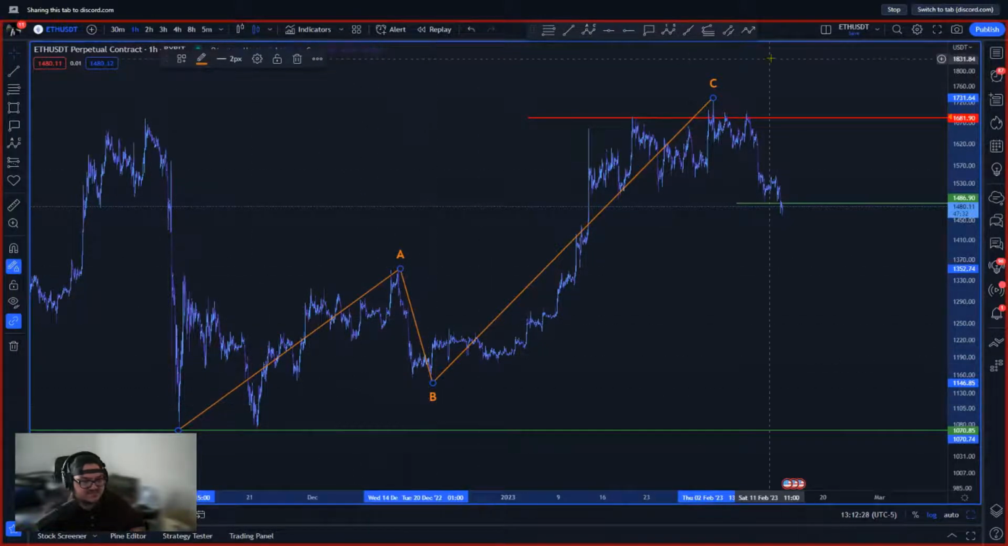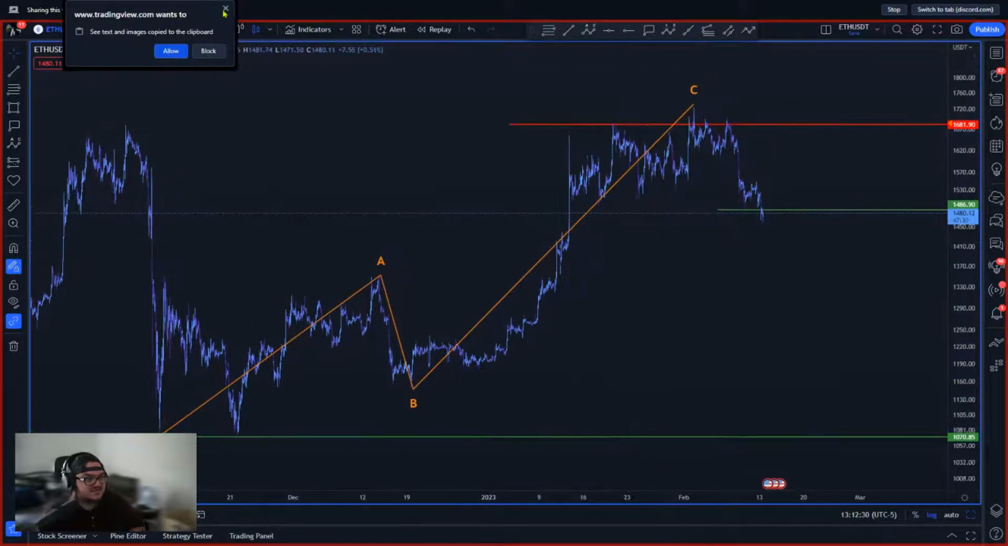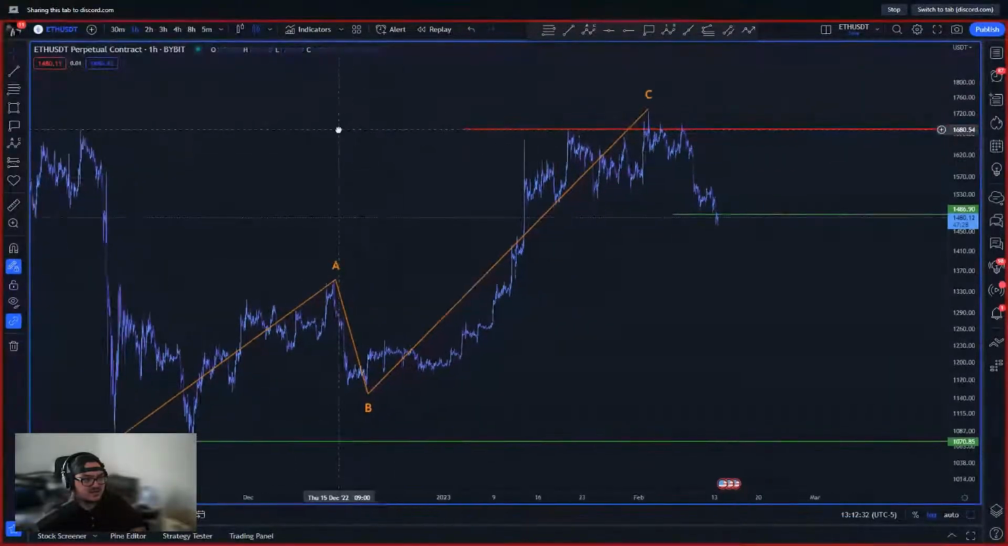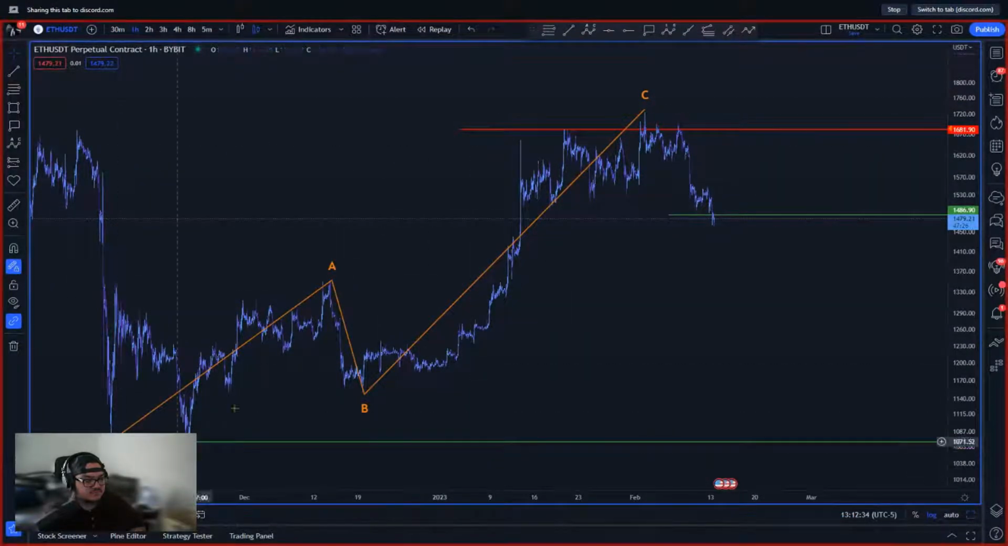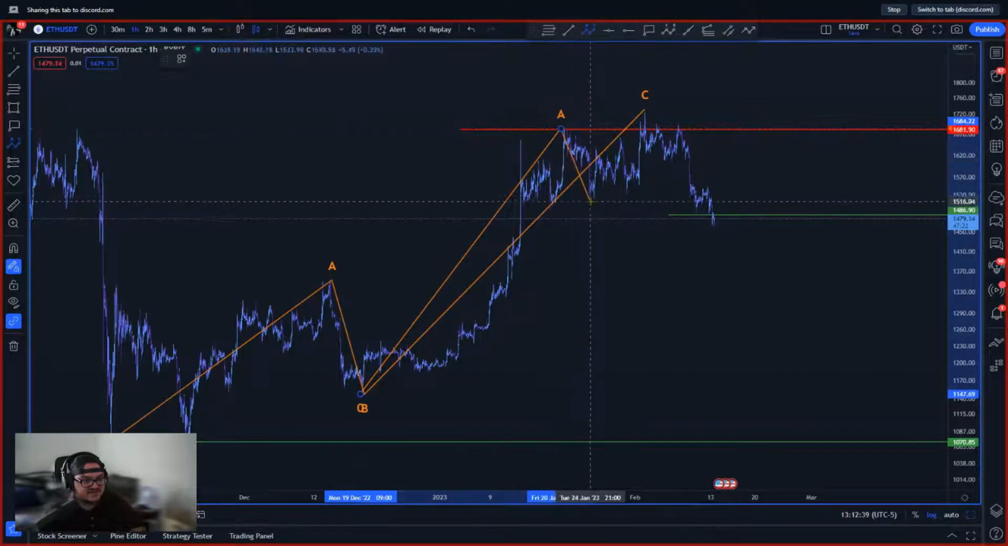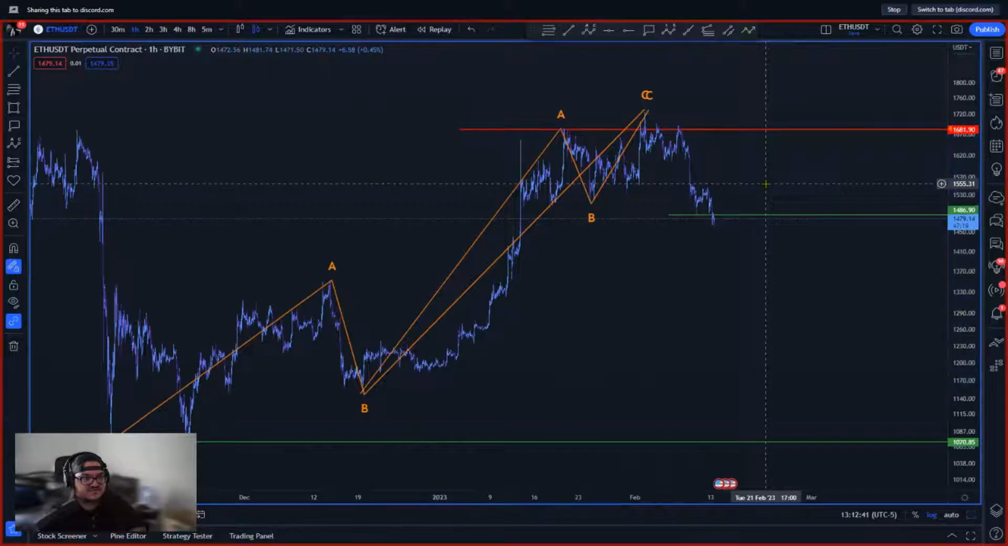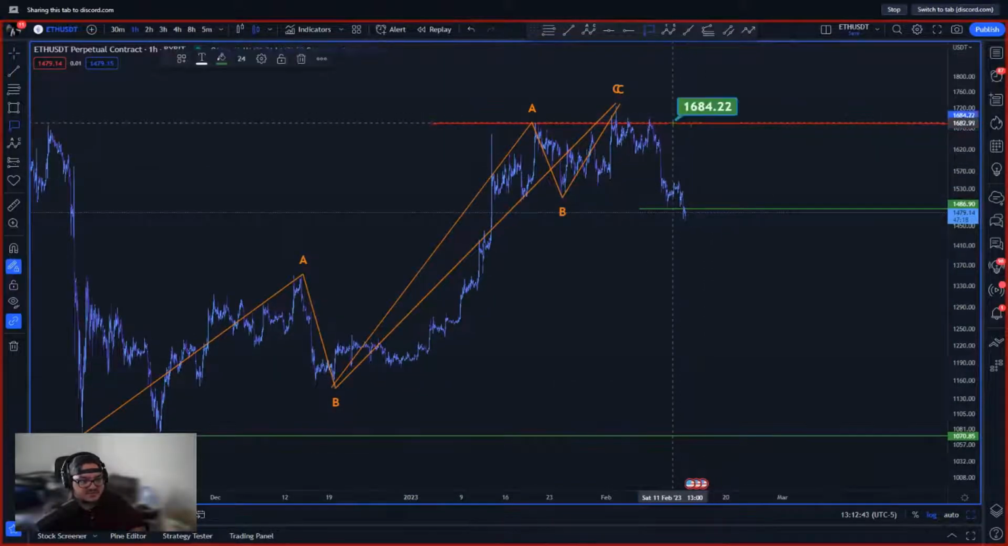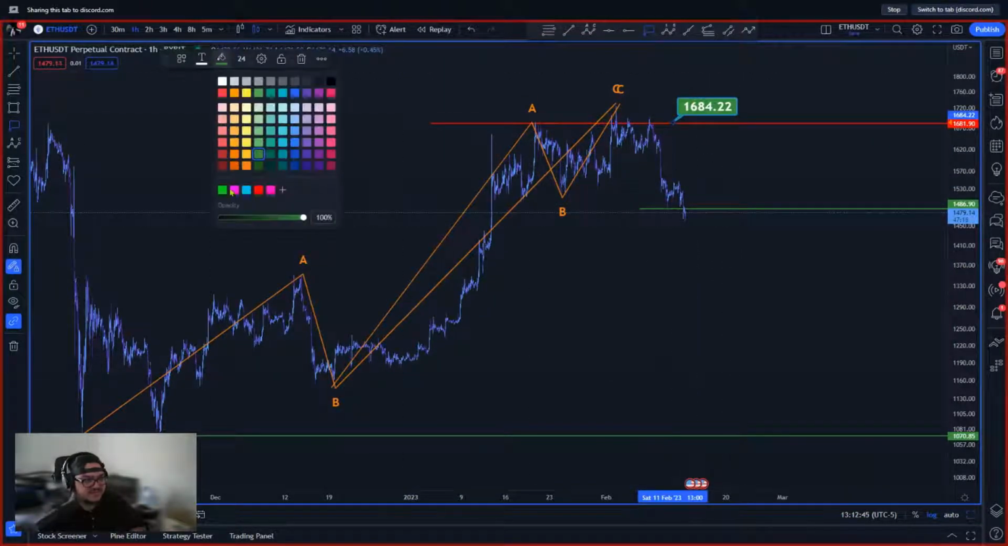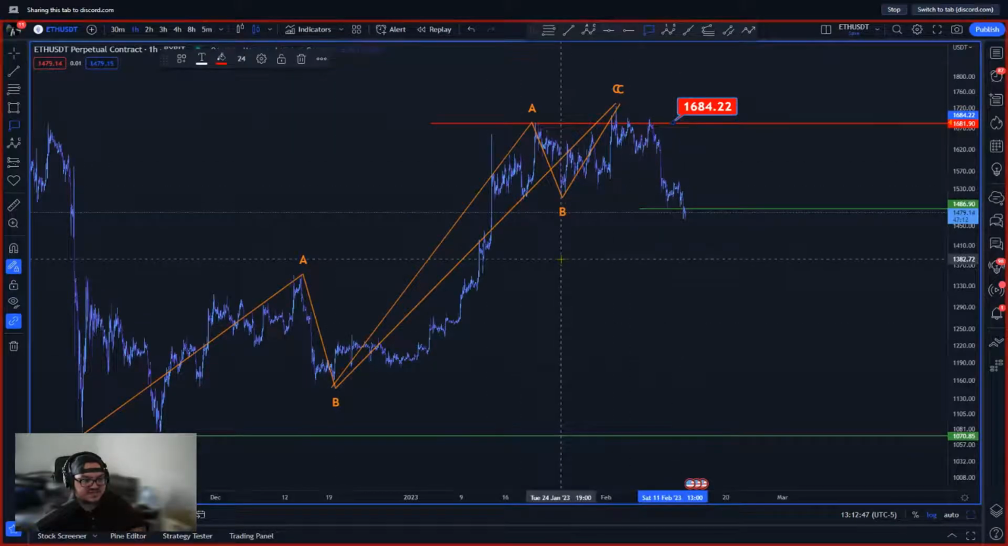A, B, C, A, B, C. And then there's going to be an ABC within the C wave, right? And that's the trade we have taken. And that's the trade we are currently holding short. And as long as we're below 1684, ETH does look bearish on a much larger scale.